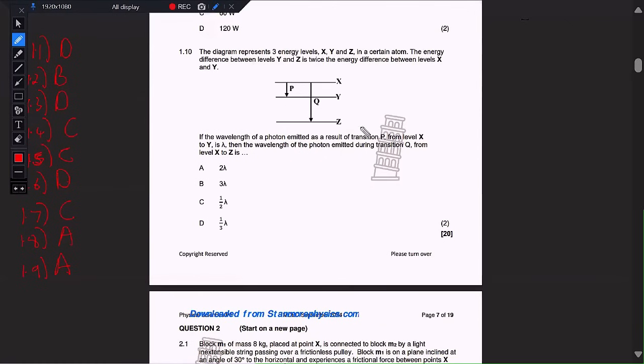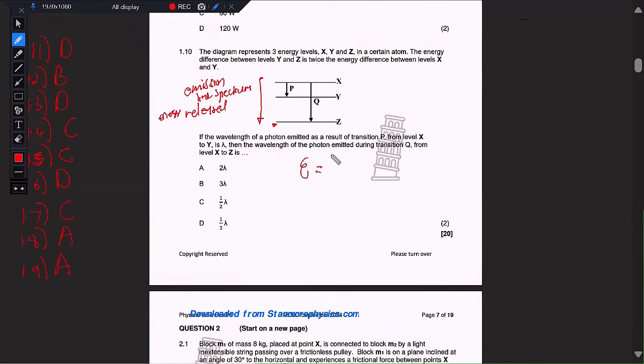Now you have to understand that the more we go down here, obviously this is moving from an excited state to the ground state. And then this here is an emission line spectrum, right? So with an emission line spectrum, the energy is what? Released. So there's energy released.